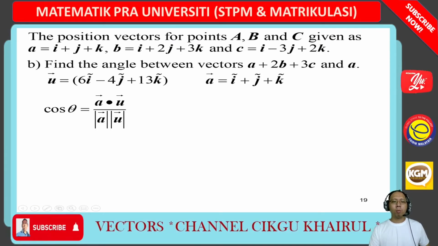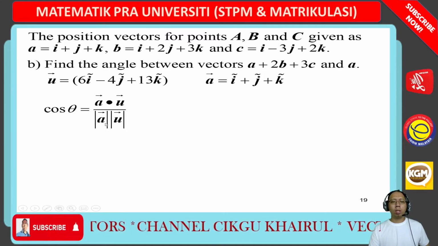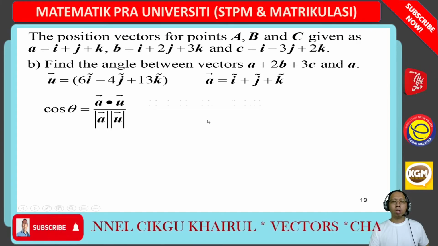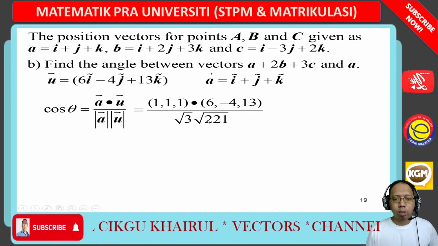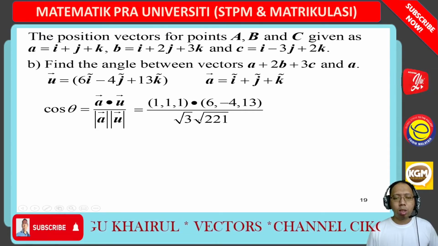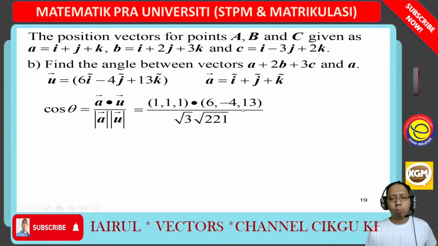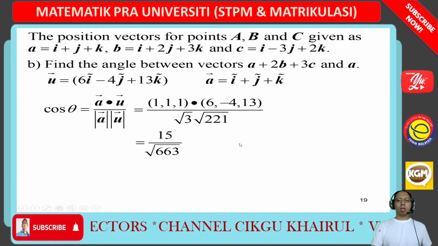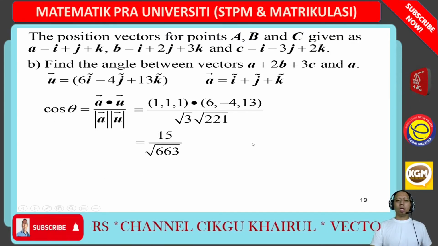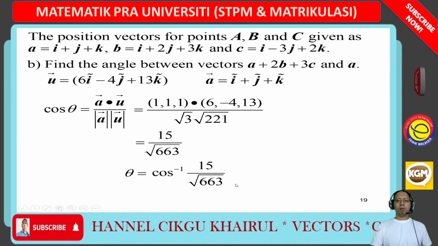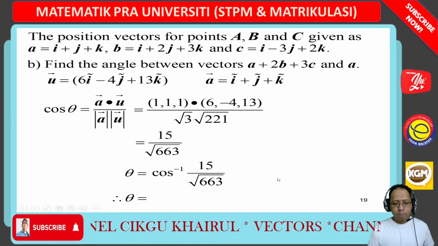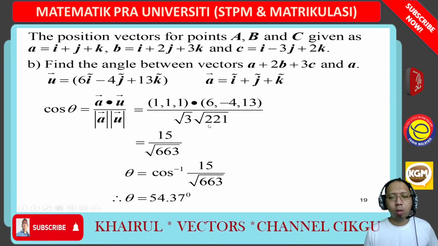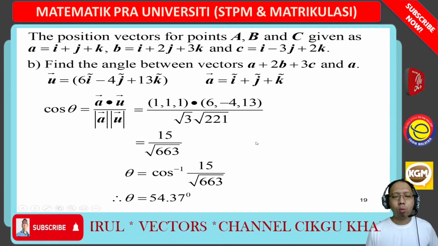We still use the same formula: A dot U divided by magnitude A times magnitude U. The magnitude of A and the magnitude of U we have found earlier. So now the magnitudes are square root of 3 and square root of 221. The dot product A dot U gives 15 divided by square root of 663, equal to cos theta. Therefore, theta equals arc cos of 15 over square root of 663. We get 54.37 degrees.